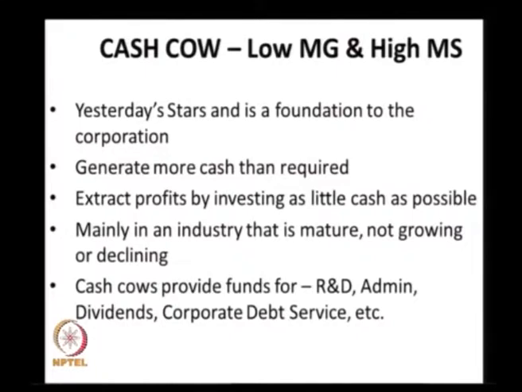Typically you find companies in this category in an industry that is mature, which means there is no room for further growth. And typically these cash cow firms are the ones that provide funds for the group R&D, the group admin expenses, dividends to be distributed, and to service corporate debts. So these are the firms that provide the corporation's cash requirement as well.